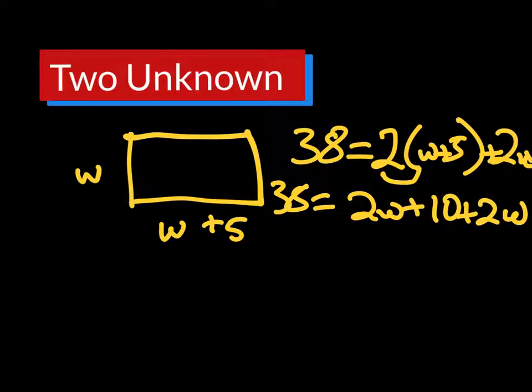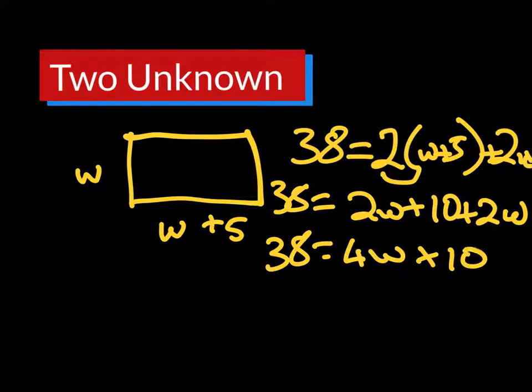Now we're going to group like terms. So 38 equals 2w plus 2w is 4w plus 10. We're going to use the principle of equality for addition and subtraction. And in order to get rid of the plus 10 on one side, we'll subtract 10 from both sides. So 38 minus 10 is 28 equals 4w.